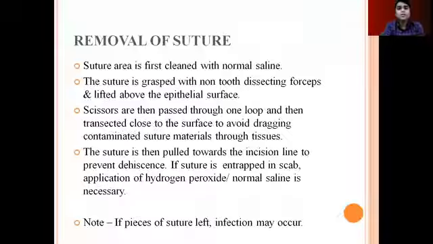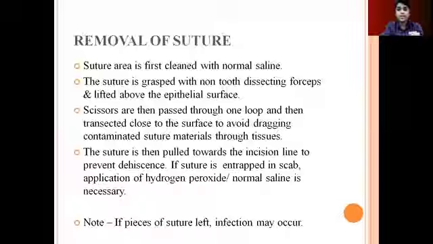Coming to the removal of suture, first the area is cleaned with normal saline. The suture is grasped with a non-tooth dissecting forceps and lifted above the epithelial surface. Scissors are then placed through one loop and then transected as close to the surface to avoid dragging the contaminated suture material through the tissues. The suture is then pulled towards the incision line to prevent dehiscence.